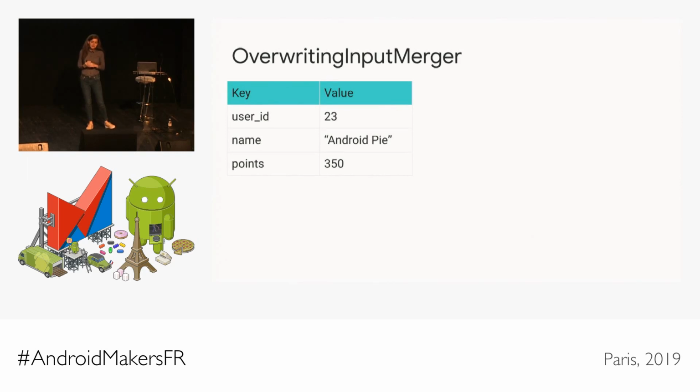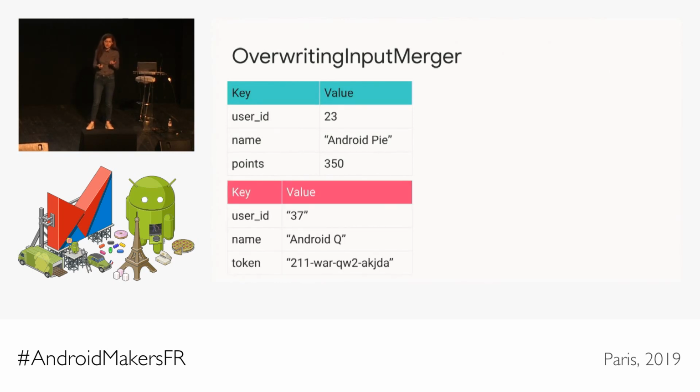Let's see what's happening when we use OverwritingInputMerger. We have the same scenario, two tasks. We have the green and the pink one. We have user ID, name, and points for the first one, and user ID, name, and token for the second one. The user ID for the first one is an int, and for the second one is a string.